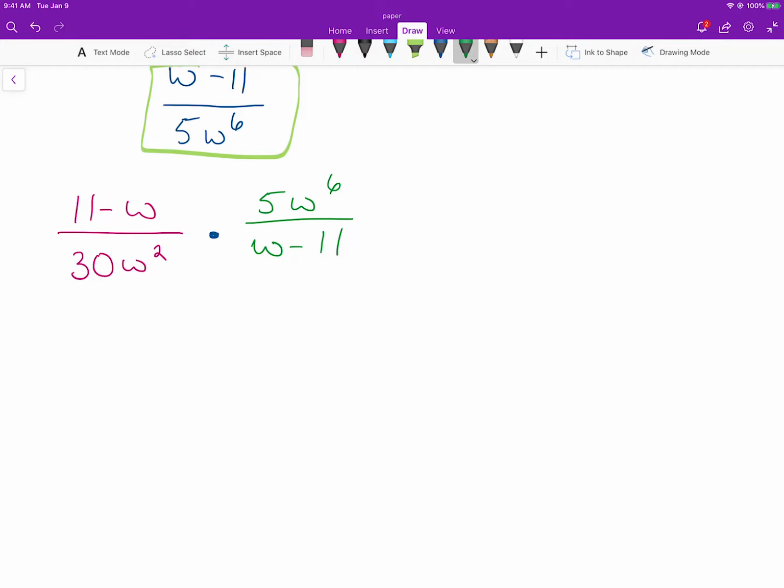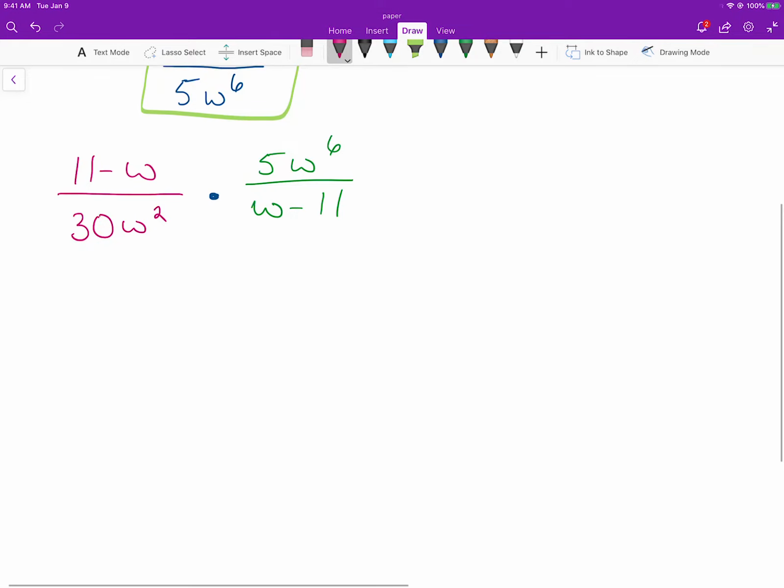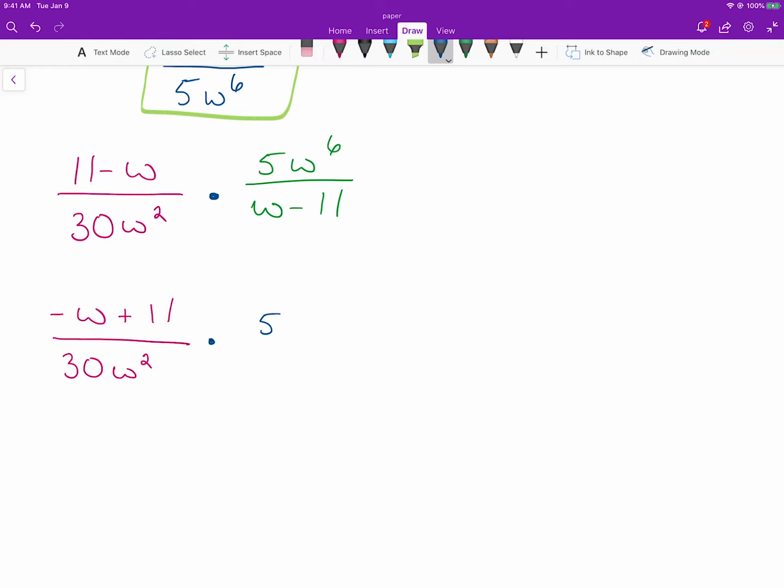They're almost exactly the same except for the positives and negatives. Sometimes that's a little easier to see if I write them, just switch the order, and I can do that because of the commutative property. So what I mean by that is I'm just going to rewrite it so you can see what I mean visually as negative w plus 11. It's the same thing. I'm just switching the order over 30 w squared times 5 w to the sixth over w minus 11.